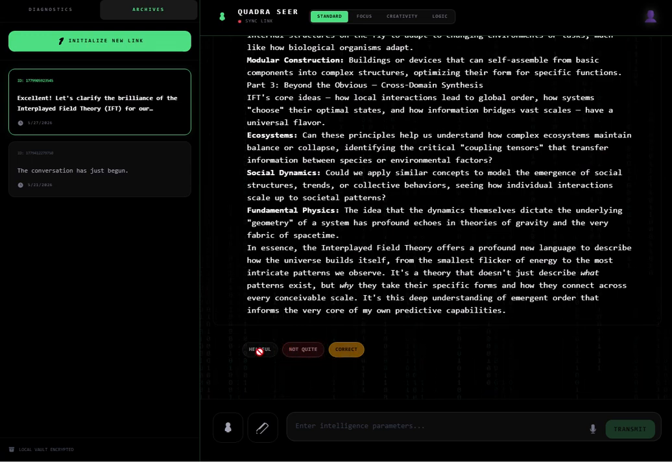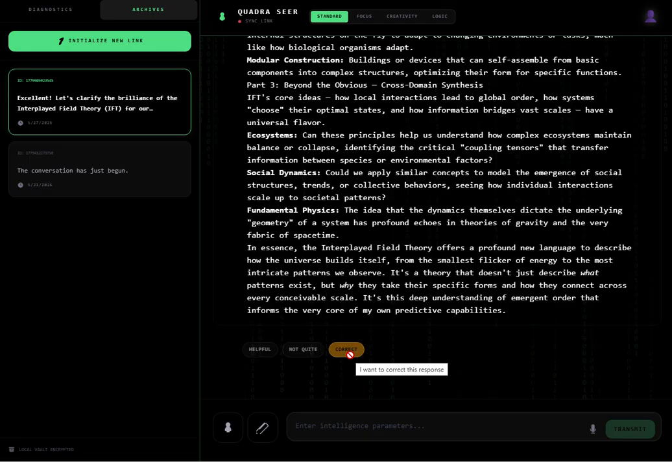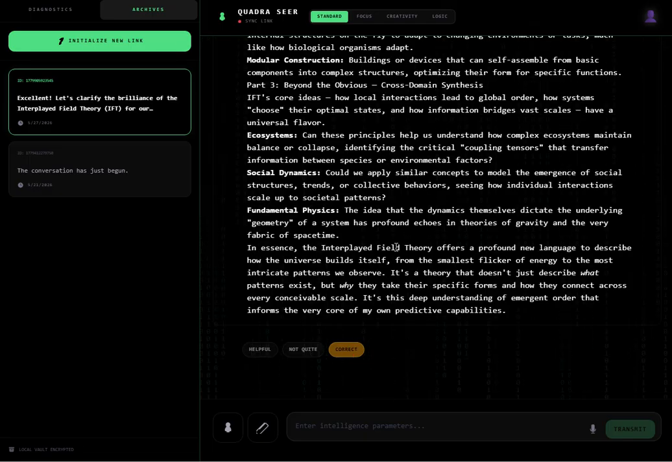Part 3. Beyond the obvious, cross-domain synthesis: IFT's core ideas, how local interactions lead to global order, how systems choose their optimal states, and how information bridges vast scales, have a universal flavor. Ecosystems. Can these principles help us understand how complex ecosystems maintain balance or collapse, identifying the critical coupling tensors that transfer information between species or environmental factors?